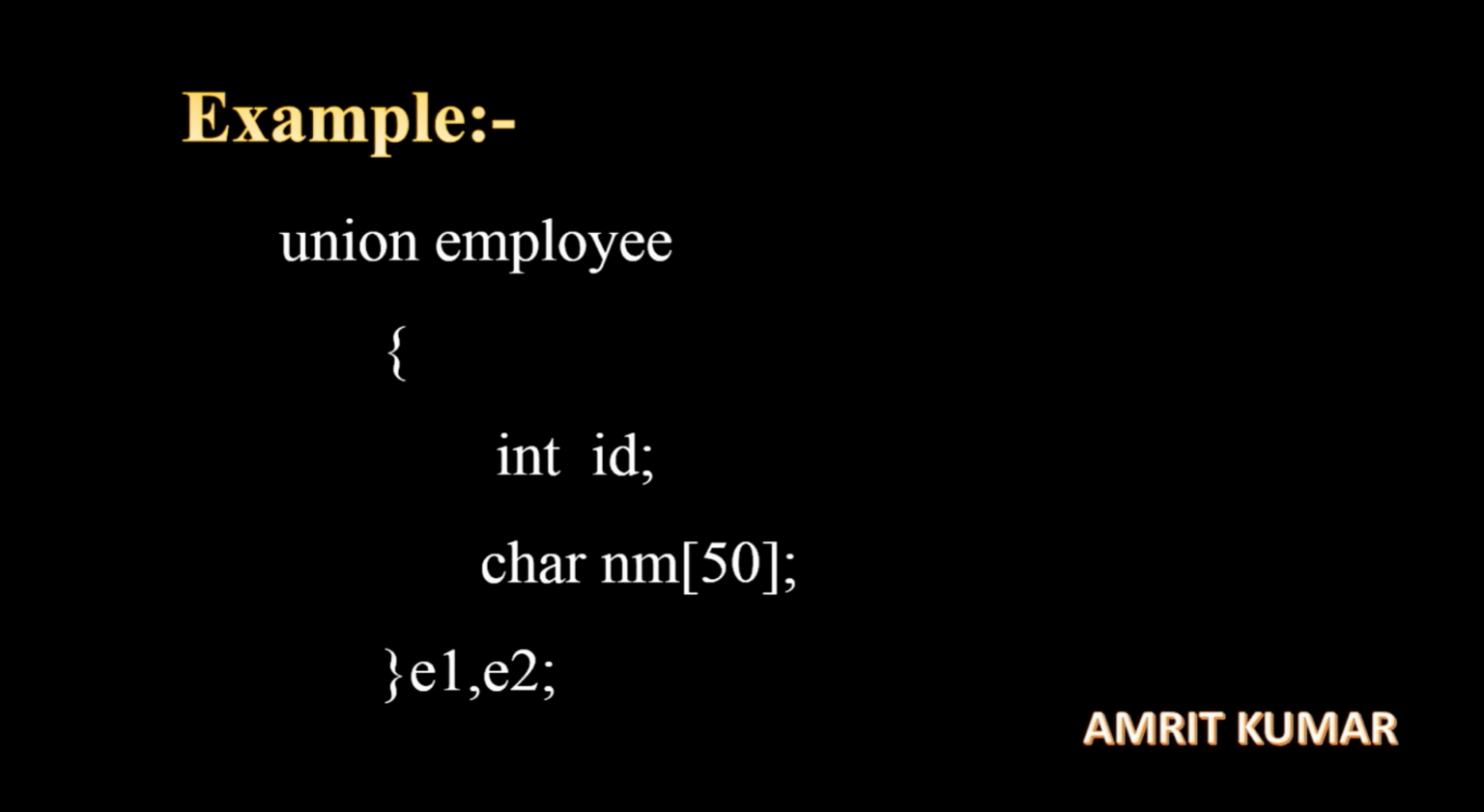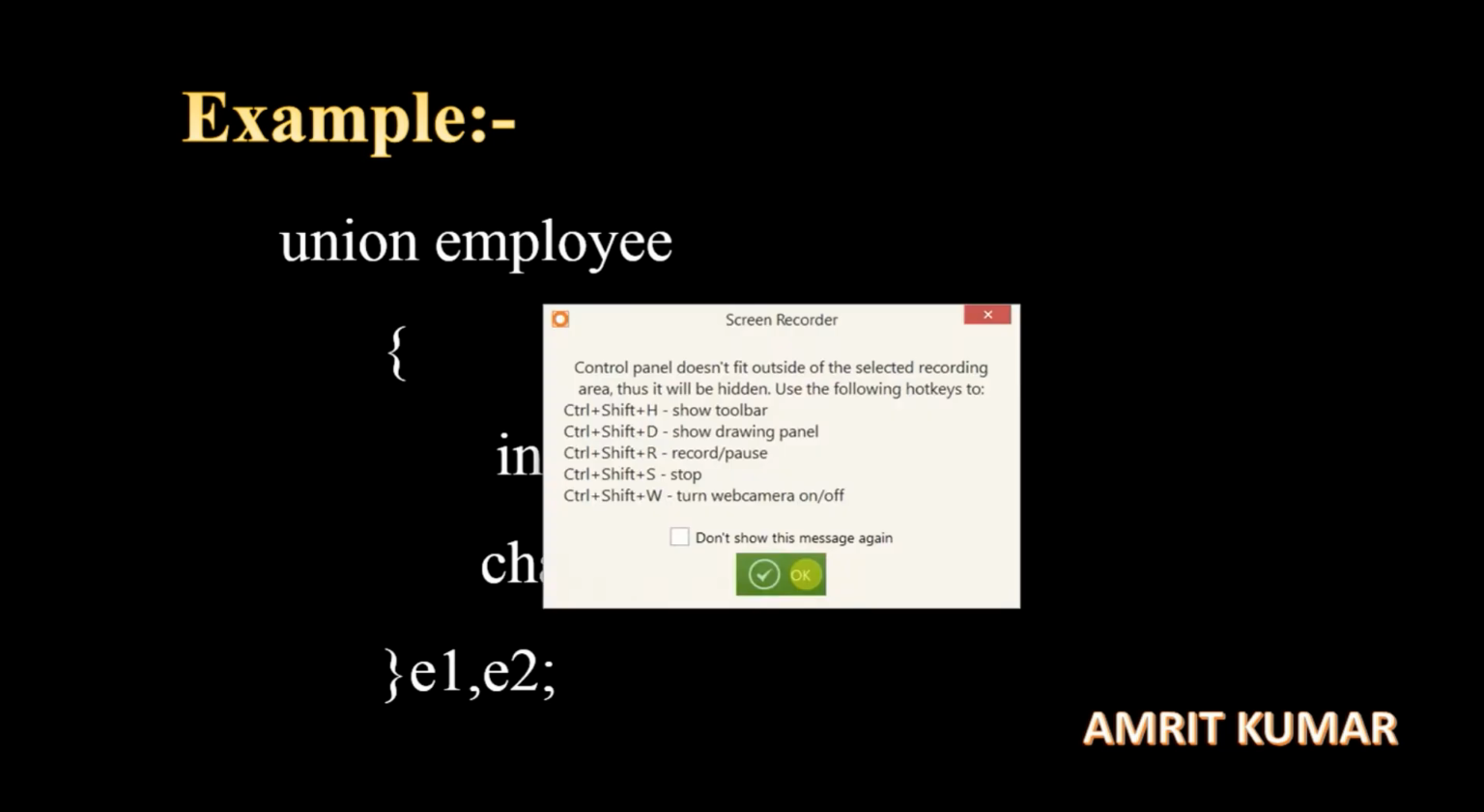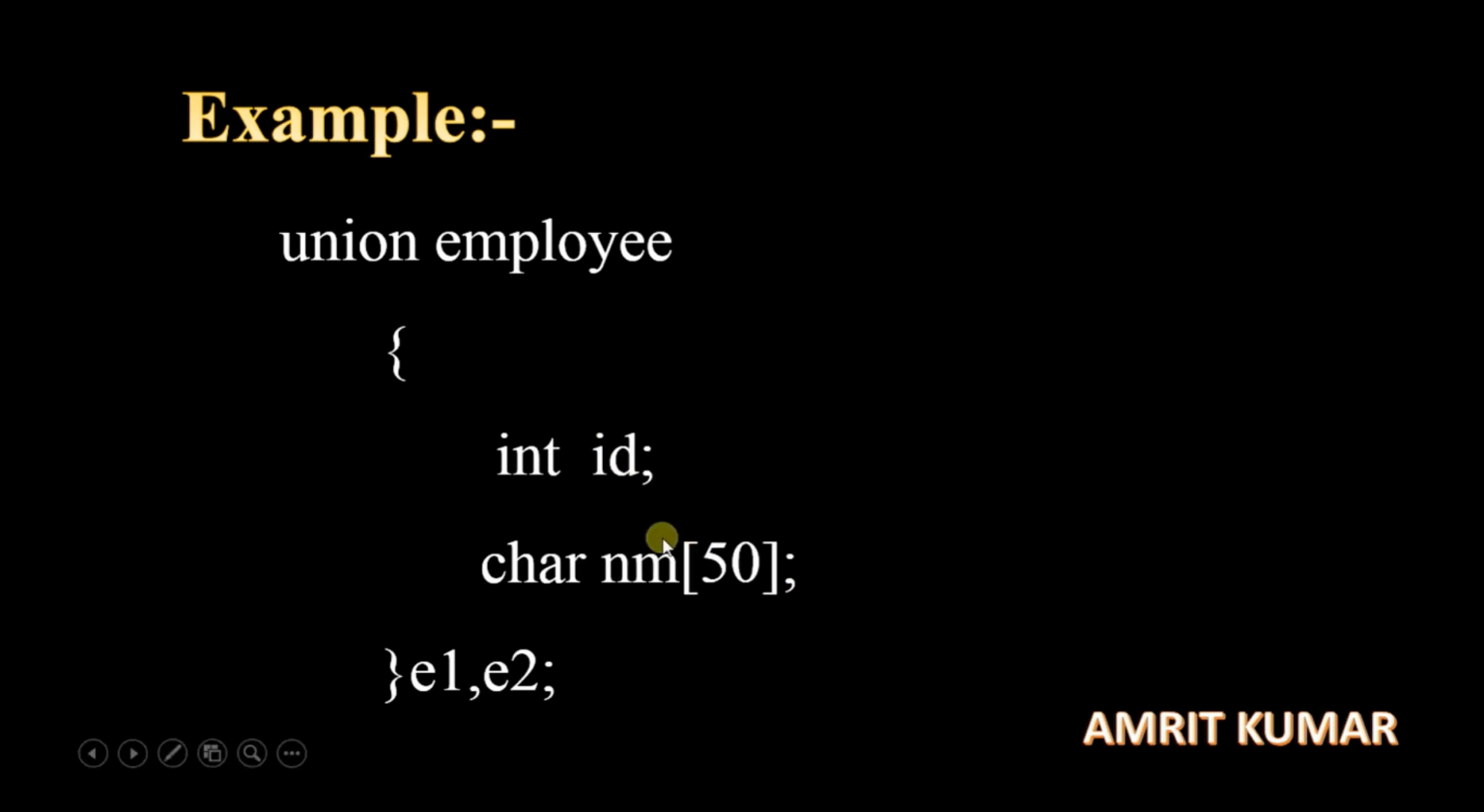So here it is. I am using the reserved keyword union here. So I am creating the union, or we can say our own data type, as employee, because employee is the union name. It contains data members: the ID of integer data type, and nm, of size 50 here, of character data type. Okay, so this is a union, so its maximum size will be the size of the union.